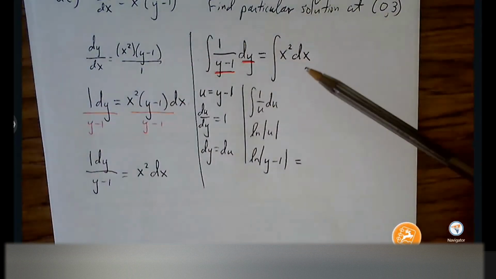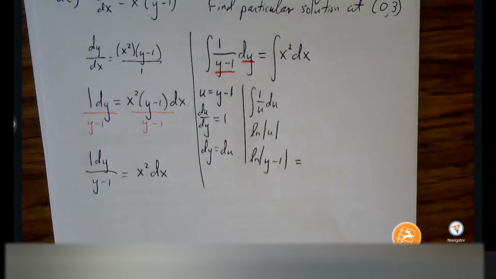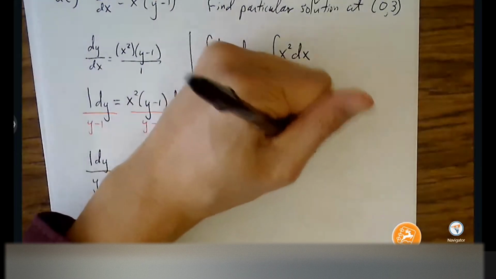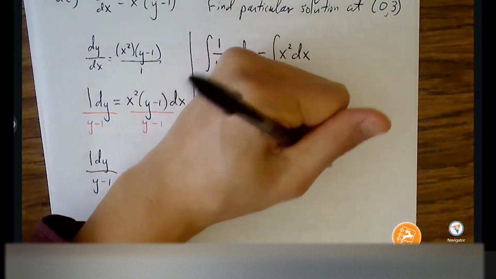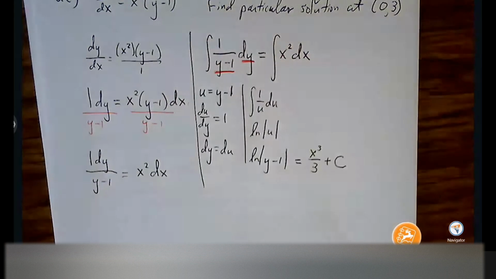All right, what about x squared dx? What becomes of that? X cubed. Power rule, right? So not much difficulty there, and then plus c.